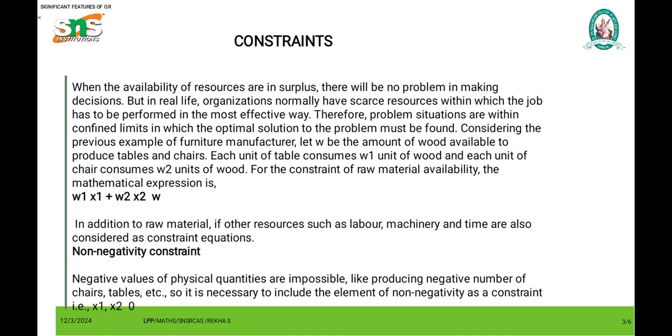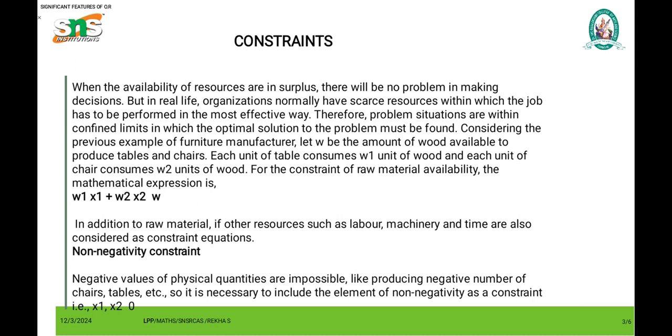So the availability of the resources is in surplus, and there is no problem in making the decision variable. In the previous problem of furniture management, when W is the amount of wood available to produce tables and chairs, the expression of the constraint is W1 X1 plus W2 X2.